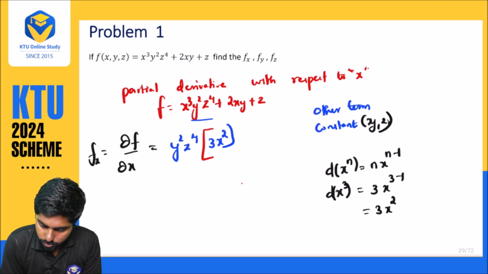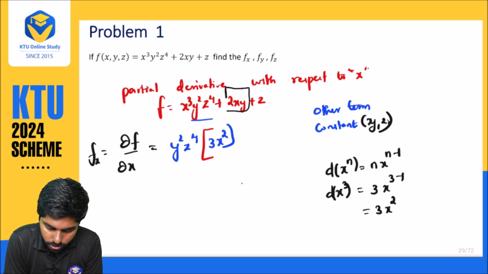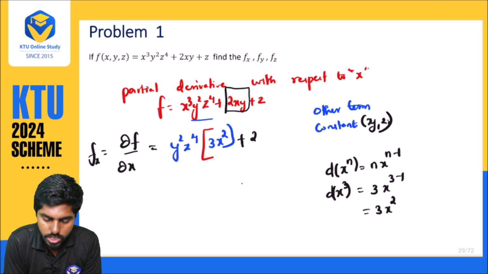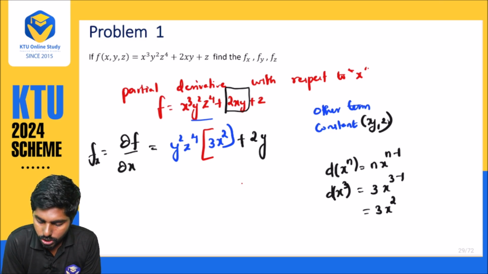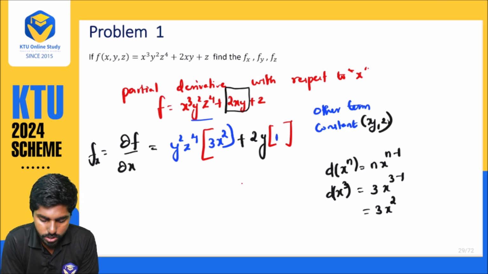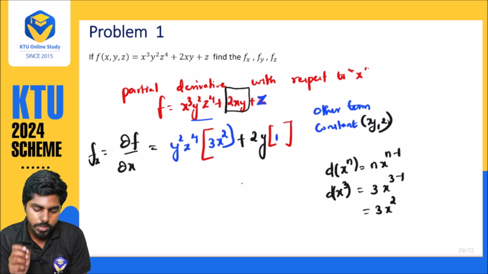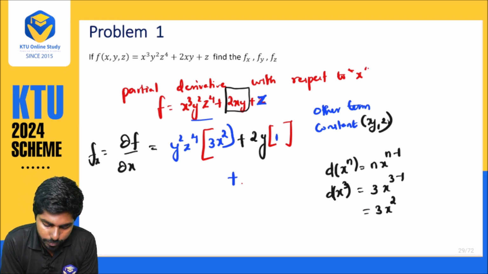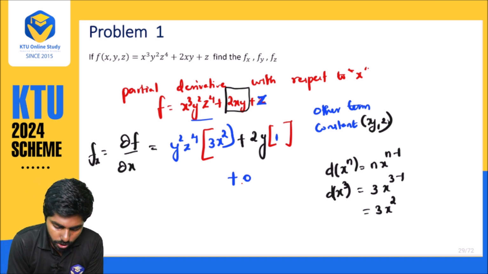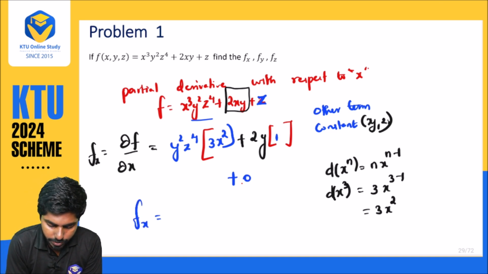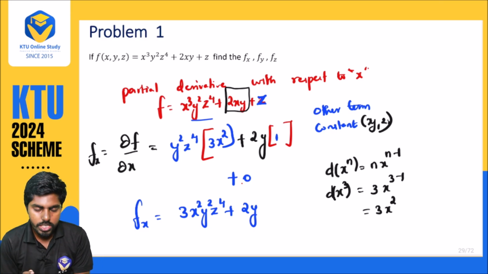Now the first term is over. For the second term, the constant here is 2y. The derivative of x is 1. Here it is z, and z is treated as a constant. When you differentiate a constant, it becomes 0. So this term will become 0. So what is our f of x? We get f of x equal to 3 x square y square z power 4 plus 2y.